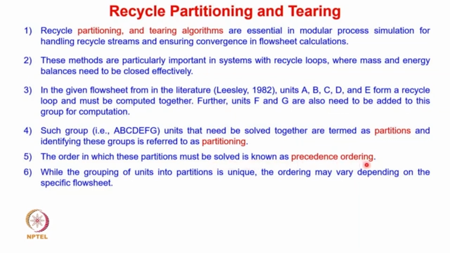So this is also important, in which order all these partitions have to be solved, isn't it? In this case this is one partition, and in addition to this one partition, there will be several other groups. In what sequence these groups should be solved is called precedence ordering. And the last point here is, while the grouping of the units into partitions is unique, the ordering may depend on the specific flow sheet.